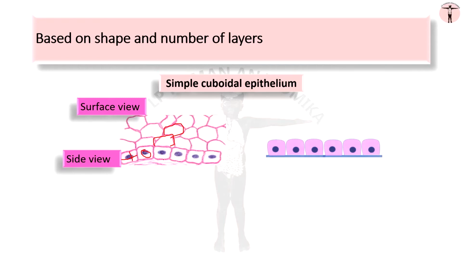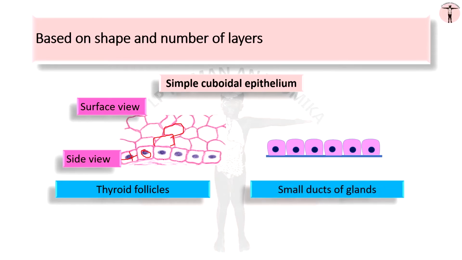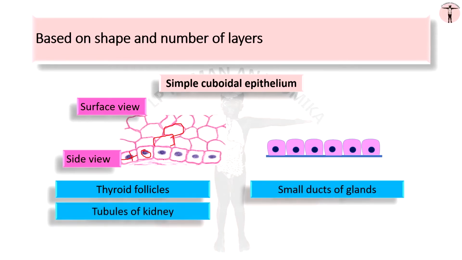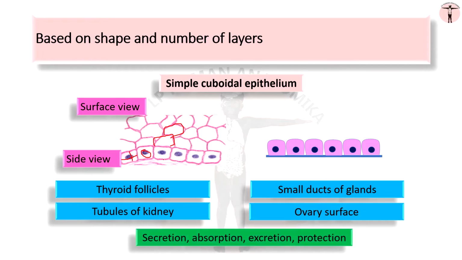It is present in thyroid follicles, small ducts of glands, then the tubules of kidney and surface of the ovaries. The functions are secretion and absorption and also excretion. It helps in protection against toxic substances, mechanical injury, invasion of microorganisms and excessive water loss.